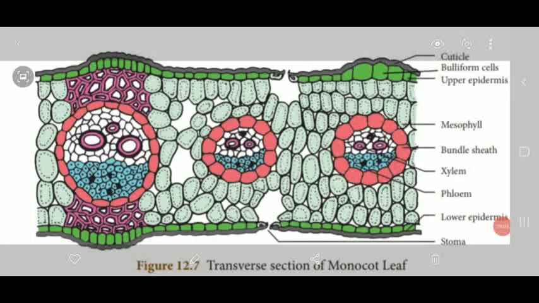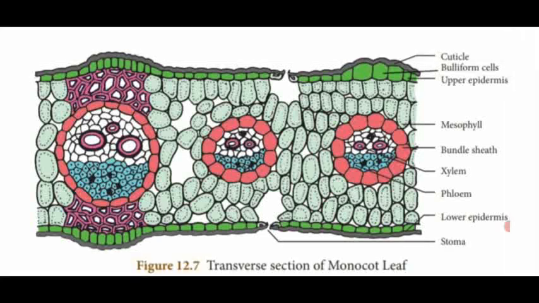Dear students, see the diagram. This is the transverse section of monocot leaf. Likewise in dicot leaf, monocot leaf also has upper epidermis and lower epidermis. Both of them are made up of parenchymatous cells. These upper epidermis and lower epidermis are covered by a cuticle layer and also separated by stomata. In the upper epidermis, some epidermal cells are larger in size and also thin walled. Those cells are called bulliform cells.